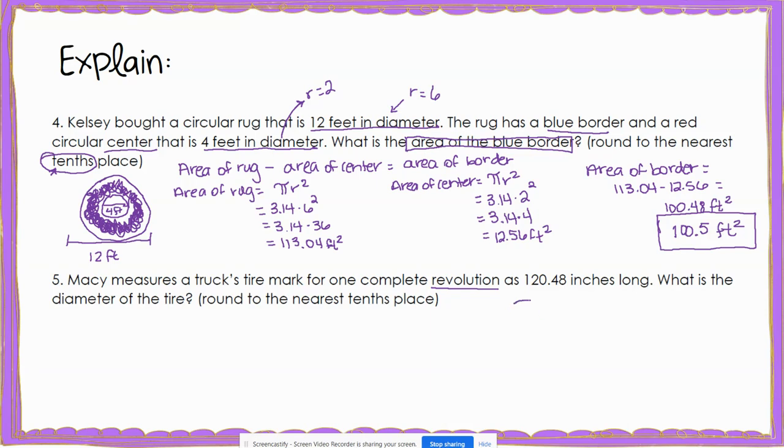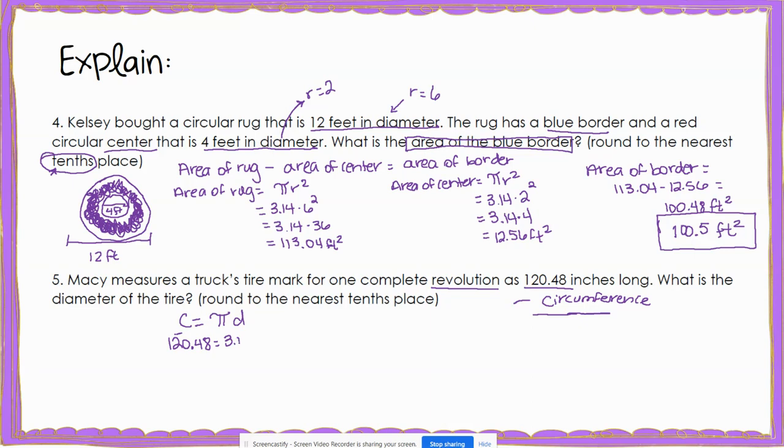Well, if the tire spins all the way around and she measures that tire mark from start to finish, that is measuring the whole distance around that tire. So that means that for this, we are looking for circumference. So we are going to use the circumference formula, which is C equals pi times diameter. Well, for this, we are actually told that the circumference is 120.48. So I am going to plug that in for C.